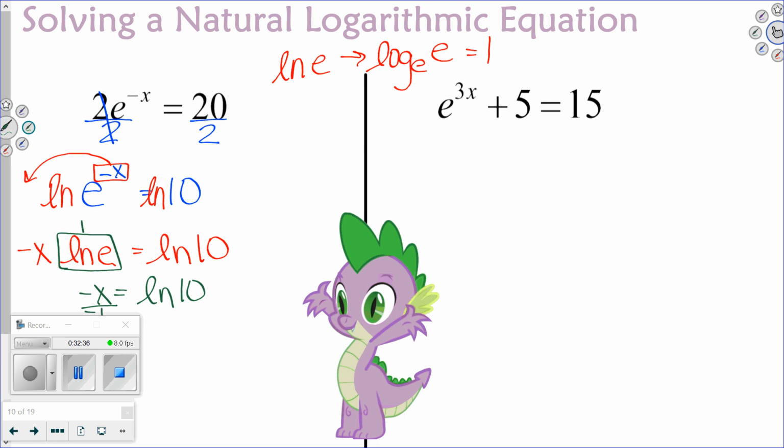Divide by negative 1. So we do the natural log of 10, close parenthesis, divide by negative 1. X equals a negative 2.302, and that would round to a 6. Check your answers. Go back to the beginning. So 2 times e to the negative answer you just had, and see what you get. And I got a beautiful, perfect 20.